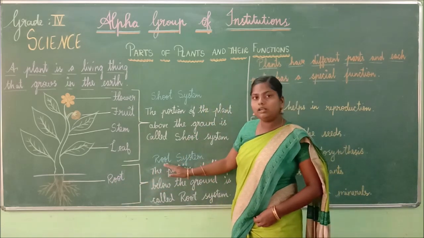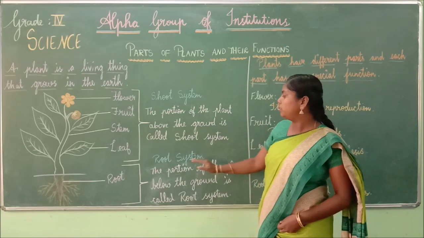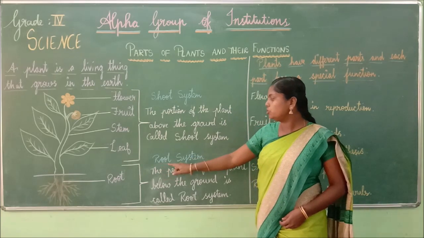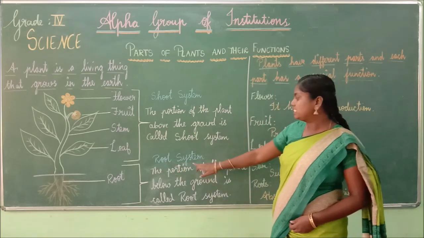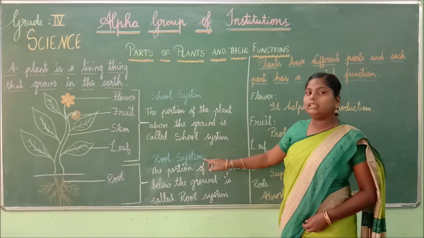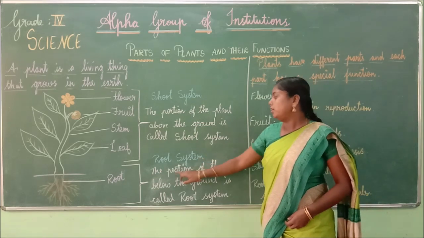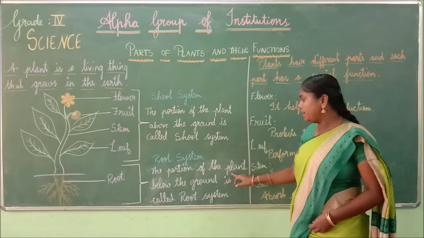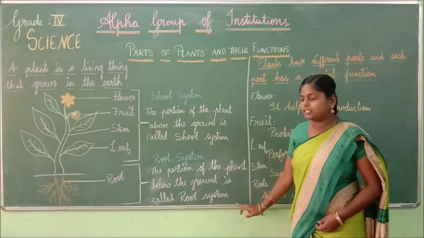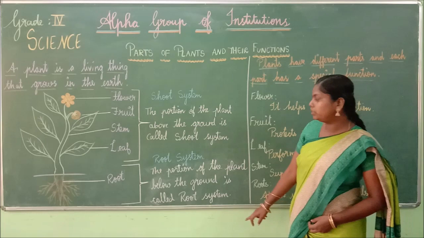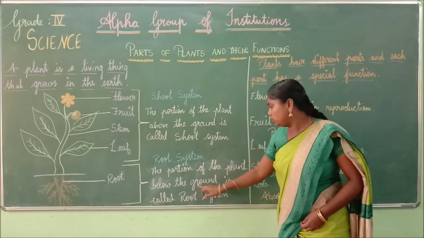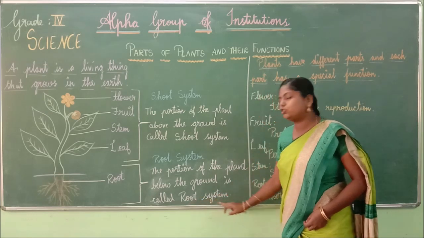What is it called? Root system. Spell it out. R-O-O-T. Root system. S-Y-S-T-E-M. System. The portion of the plant below the ground is called root system. Repeat it once again with me. The portion of the plant below the ground is called root system.